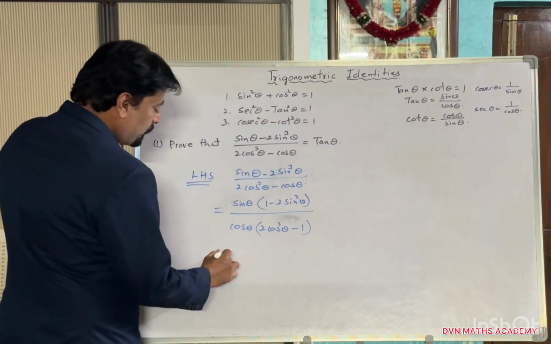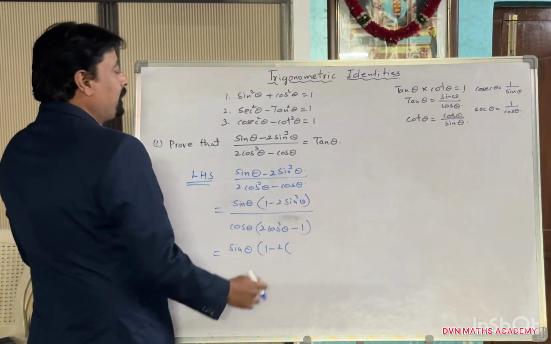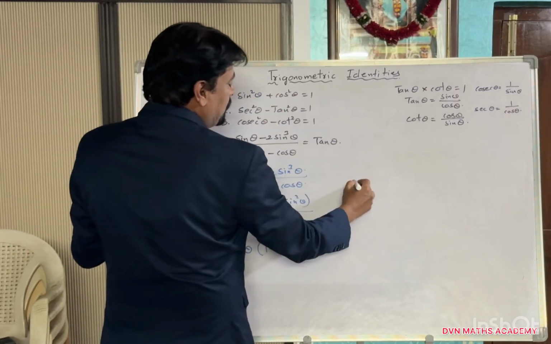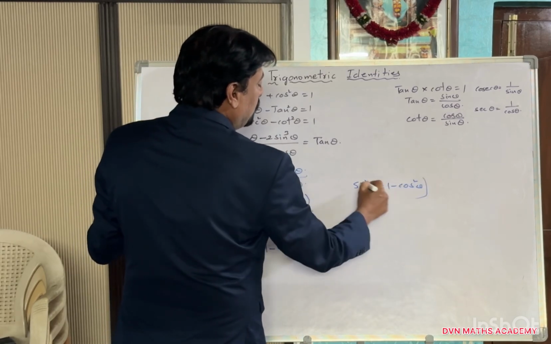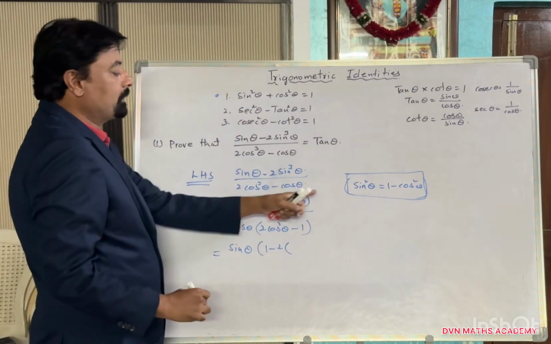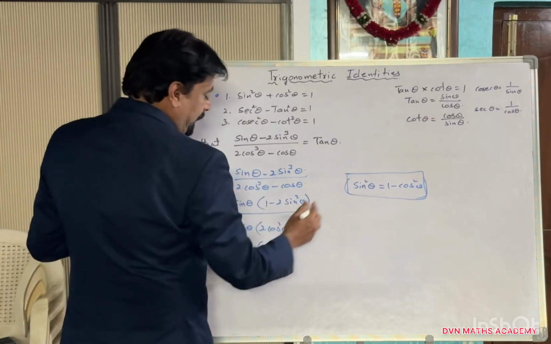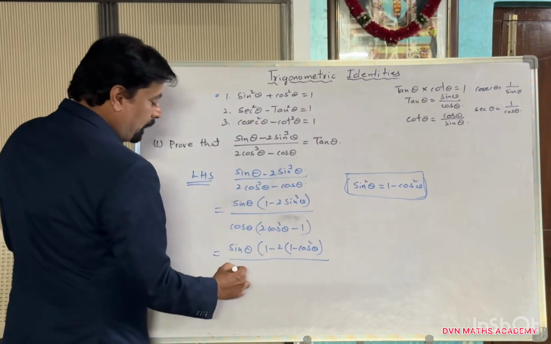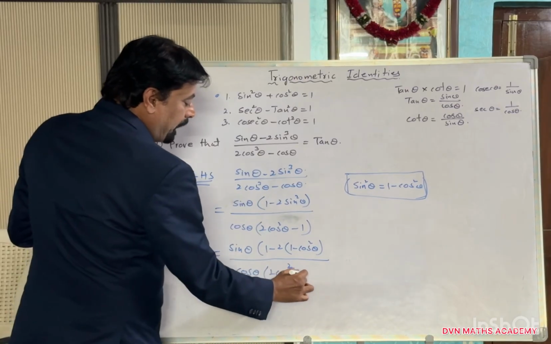And here what I am doing, you see, sin theta into 1 minus 2 into sin square theta. I told you from identity 1, sin square theta is equal to 1 minus cos square theta. This is the sub-identity from the basic identity 1. So sin square theta is equal to 1 minus cos square theta. In place of sin square theta, I am writing 1 minus cos square theta, and the denominator as cos theta into 2 cos square theta minus 1.